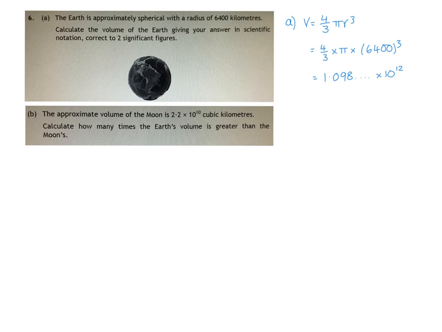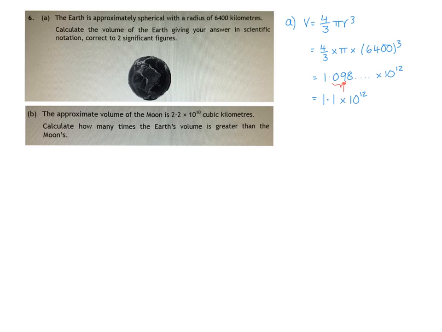So we need to round this to two significant figures because that's what's asked for in the question. So the significant figures, we want two significant figures, so it's going to be the first number before the decimal point, so the 1's definitely going to be there. But then we've got to see what happens with this bit here. So the 9, just like rounding, means that the 0 goes up by 1. So we get 1.1 times 10 to the 12.